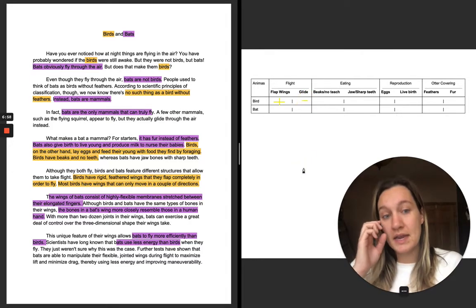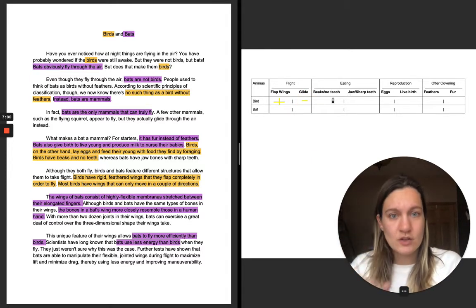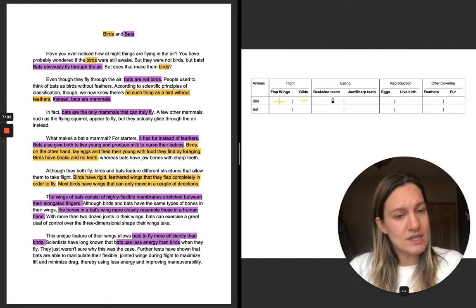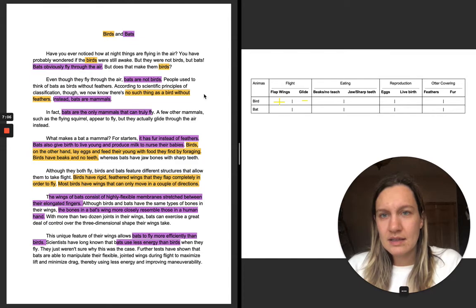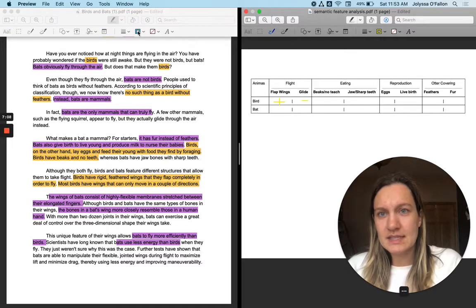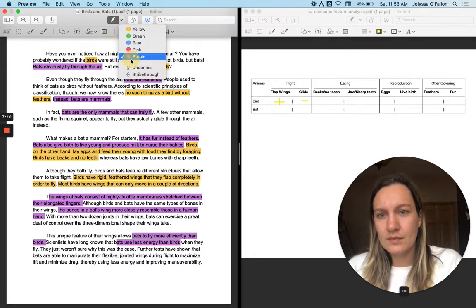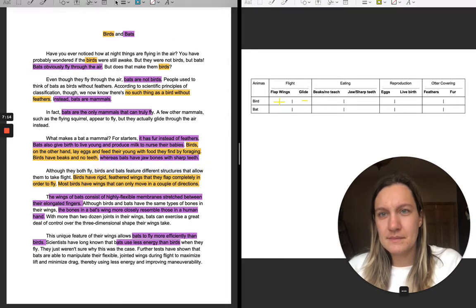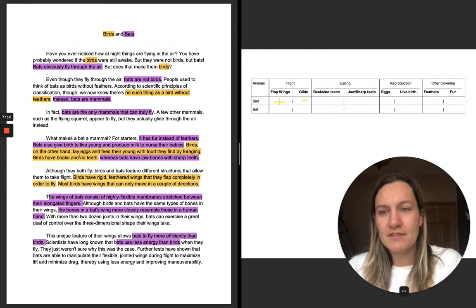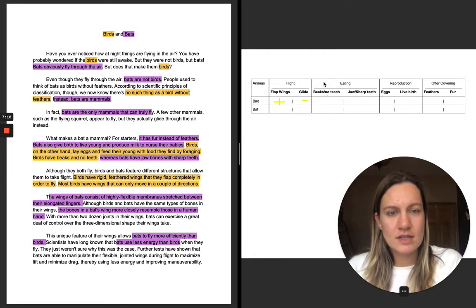Okay? Now, what about eating? Do birds have beaks and no teeth, or do birds have jaws and sharp teeth? Let's see here. You're right, birds have beaks and no teeth. So let's mark that over here. So I'm going to put a plus on beaks. I'm going to put a minus on jaws.